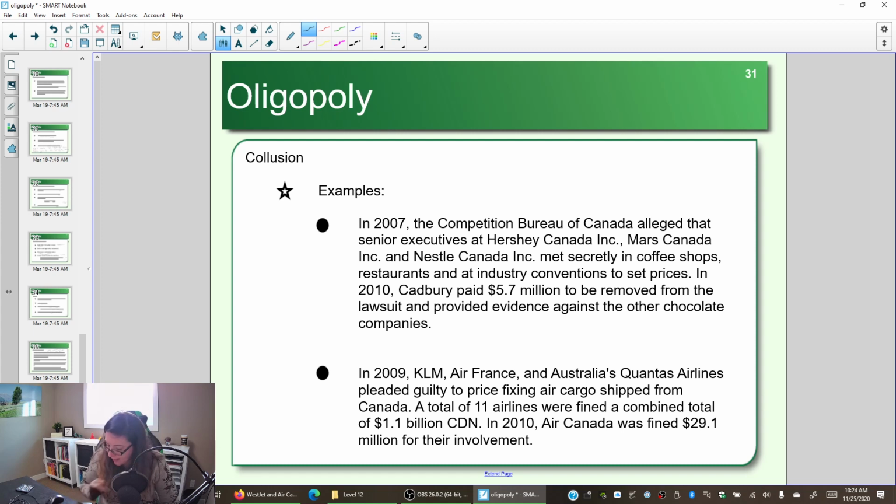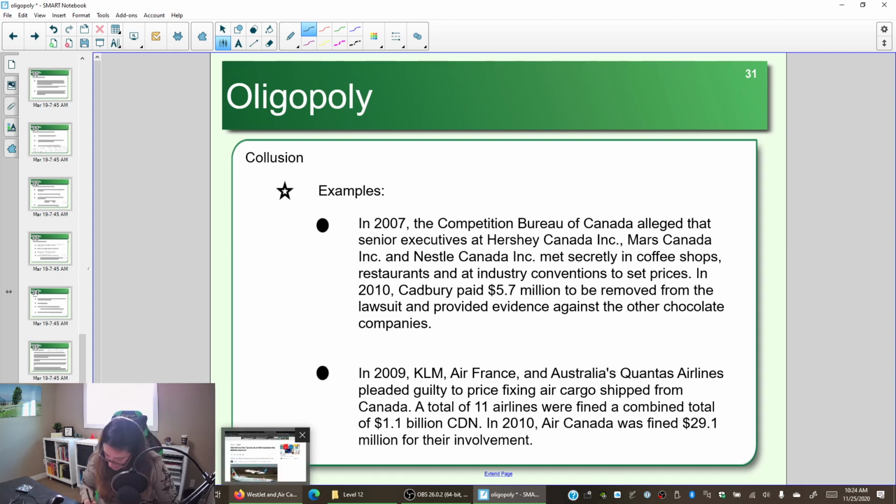In 2009, KLM, Air France, Qantas, they were all charged with price fixing on air cargo being shipped to Canada. Air Canada had to pay a $29 million fine. 11 airlines in total paid over $1 billion.